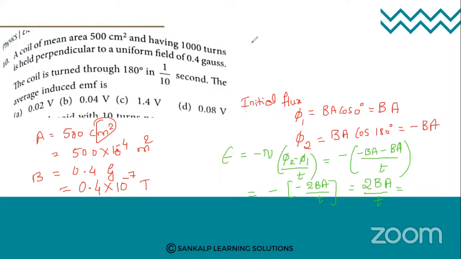Okay. Now check the answer for the EMF. EMF is equal to 2 into 0.4 into 10^-7 into 500 into 10^-4, divided by 1/10. So here you can write it as into 10. You can just calculate and tell me the answer. I think you will get option B. See if you get B. Yes, see. So remaining students calculate.